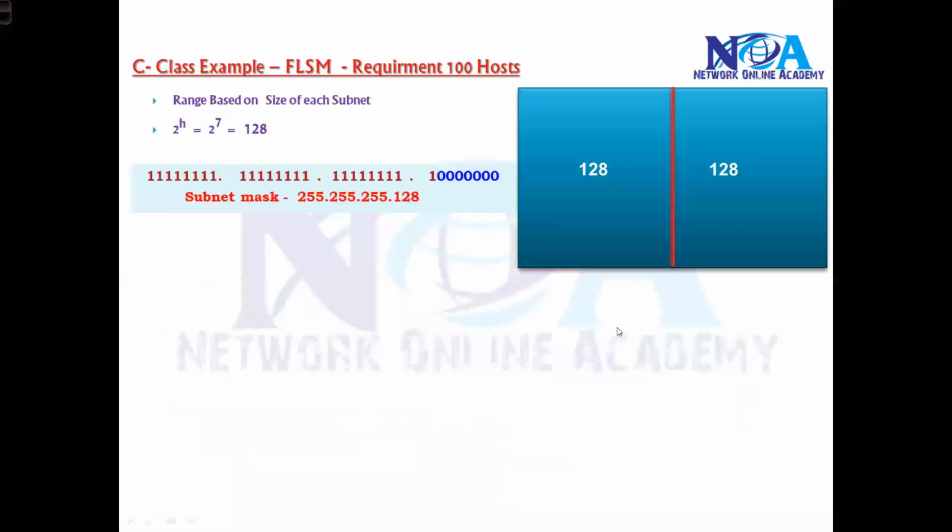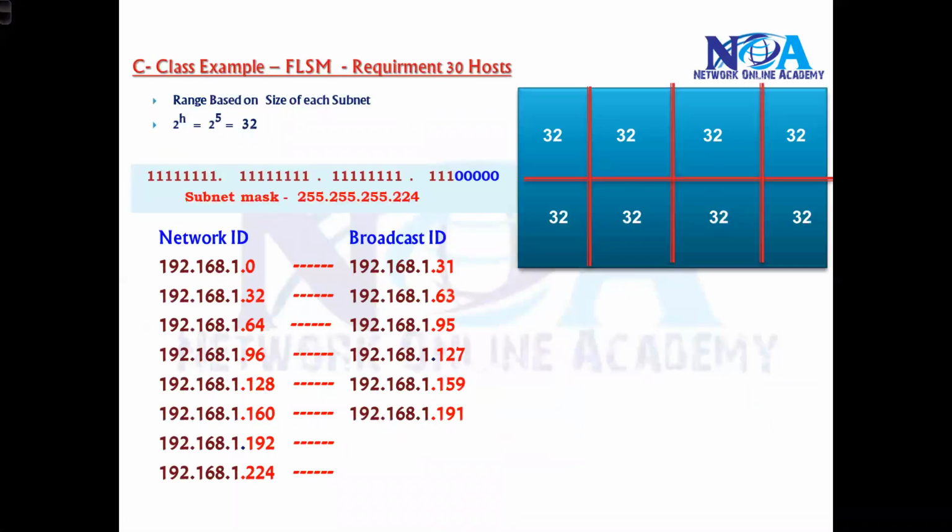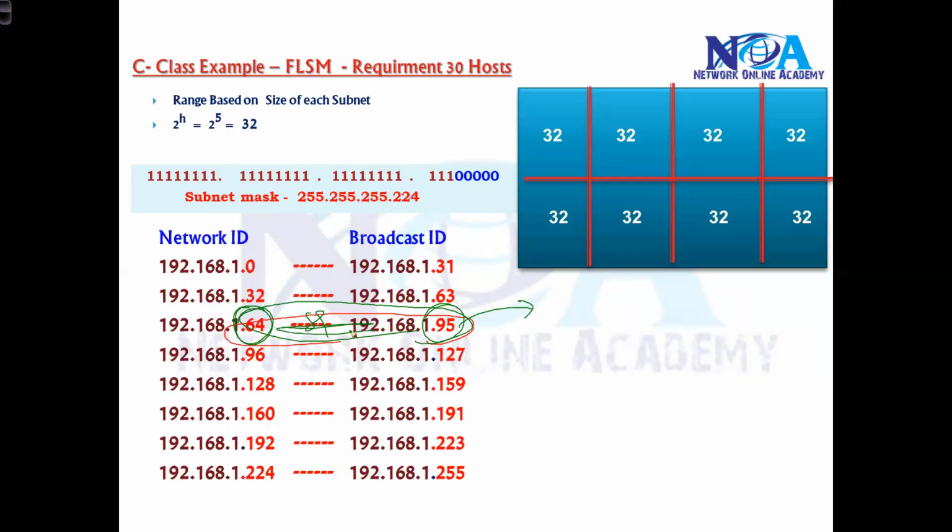Again, we need to get back to this example, but once you do a couple of examples, you can easily calculate that. So 89 comes in this range, which means 64 is my network ID and 95 is the broadcast ID. So if you want to assign IP addresses within the same network, you have to assign them only within this range.